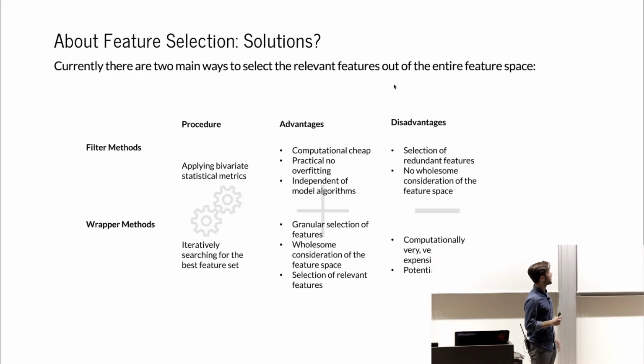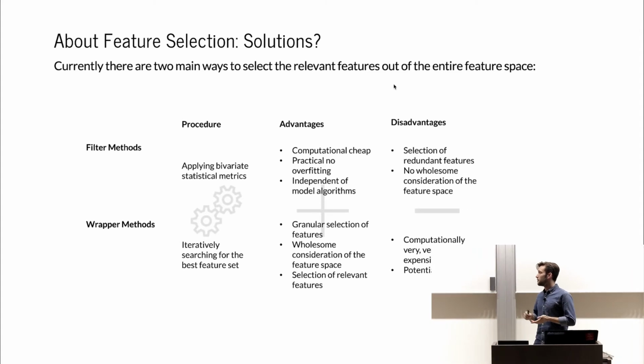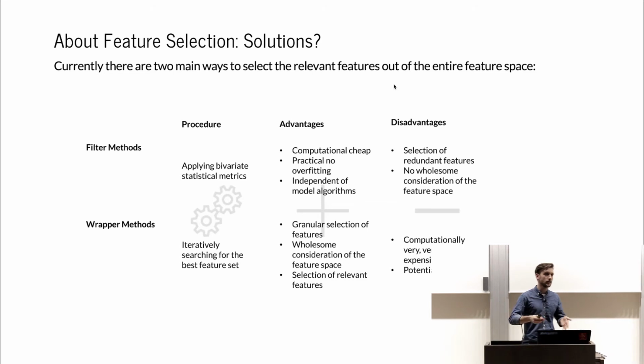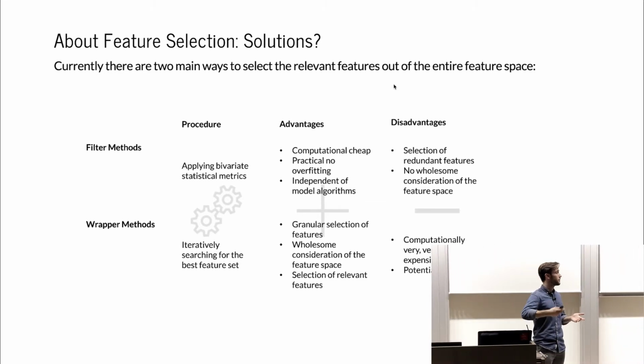Then you will have another big branch of filtering or feature selection methods, which are wrappers. Wrapper methods are basically what they sound like. So you kind of write a loop, more or less, and you wrap over everything you have. You loop over everything you have, and you basically iteratively search for the best feature set.